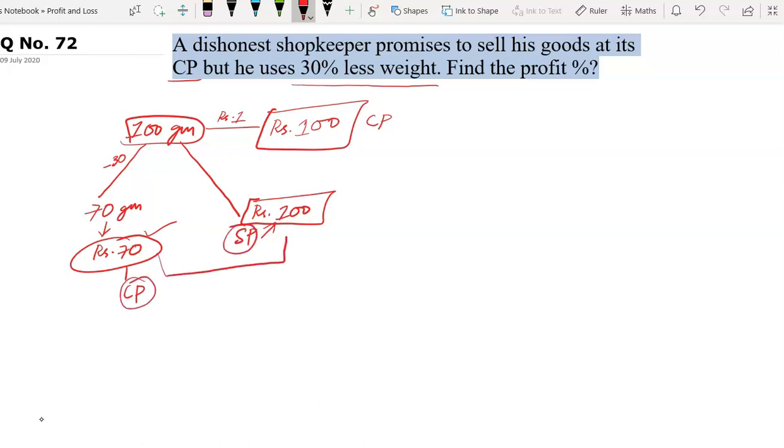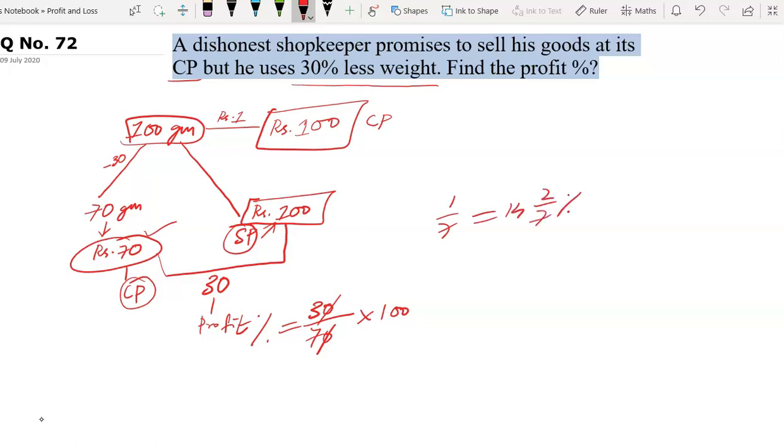So if we need to find the profit, we will subtract CP from SP. So 100 minus 70 is 30, and this is our profit. So if we need to find the profit percent, how much is it? 30 upon CP, CP is 70, into 100. So 3 by 7. 1 by 7 we know it's 14 2 by 7%.